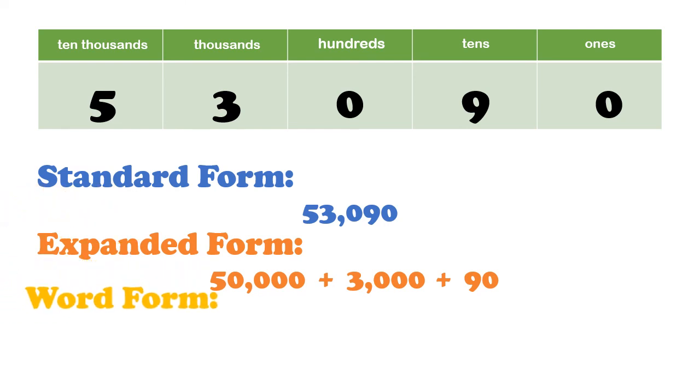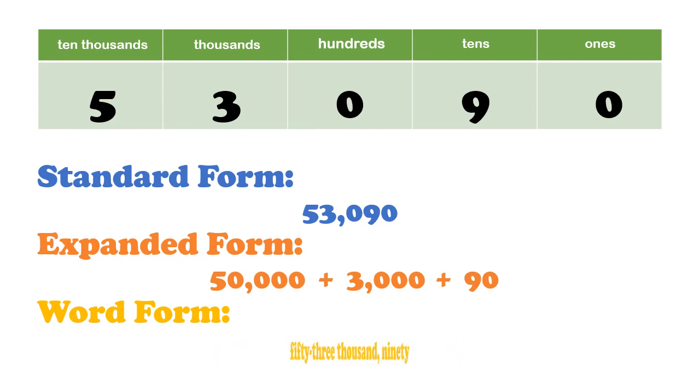So finally we come to word form. And again, we say the number 53,090, and we're going to write it the way it sounds. 53,090. Again, I need the comma after that 53,000. So there's my comma. The hyphen is in between the 50 and the 3, and there's my word form, 53,090.